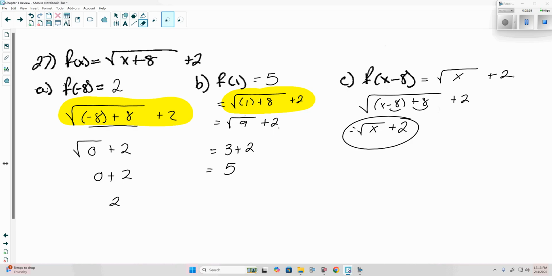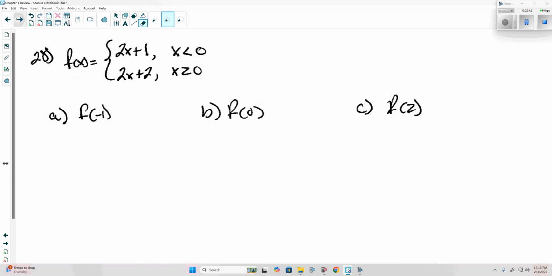Questions on 27? Are you ready for 28? Now, 28 is a piecewise function. Now, which of these two equations we use depends on the value of x that we have.